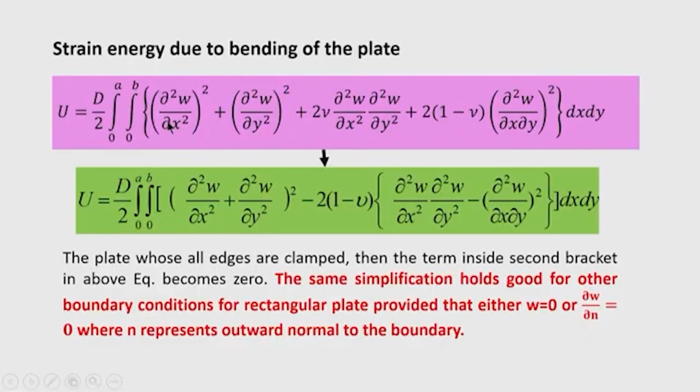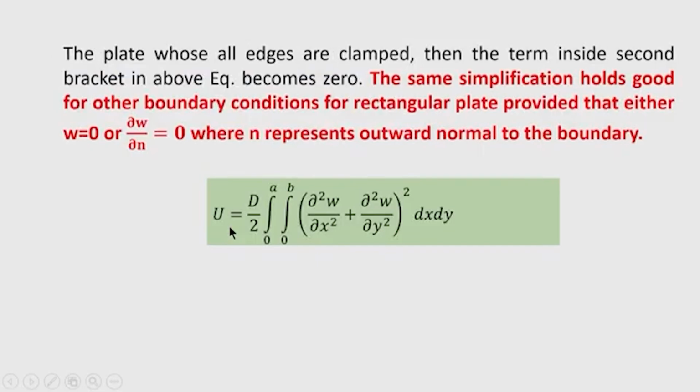So, the original expression can be taken in solving the problem, or you can take this expression after taking this term to be 0 for a plate which has all edges simply supported or clamped. So, either of these expressions you can use. So, that is the strain energy due to bending, and that must be accounted for in calculating the total potential of the plate. Now, the question arises, what will be the work done by the membrane forces?